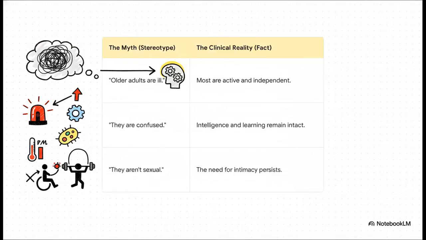Now take a look at this. This isn't just about being politically correct. This directly affects how you assess a patient. I mean, if you walk in assuming all older adults are confused, you're way more likely to brush off sudden confusion as just old age. But what if that confusion is actually the number one sign of a raging infection? See what I mean? These aren't just harmless ideas. They are clinical traps waiting to happen.